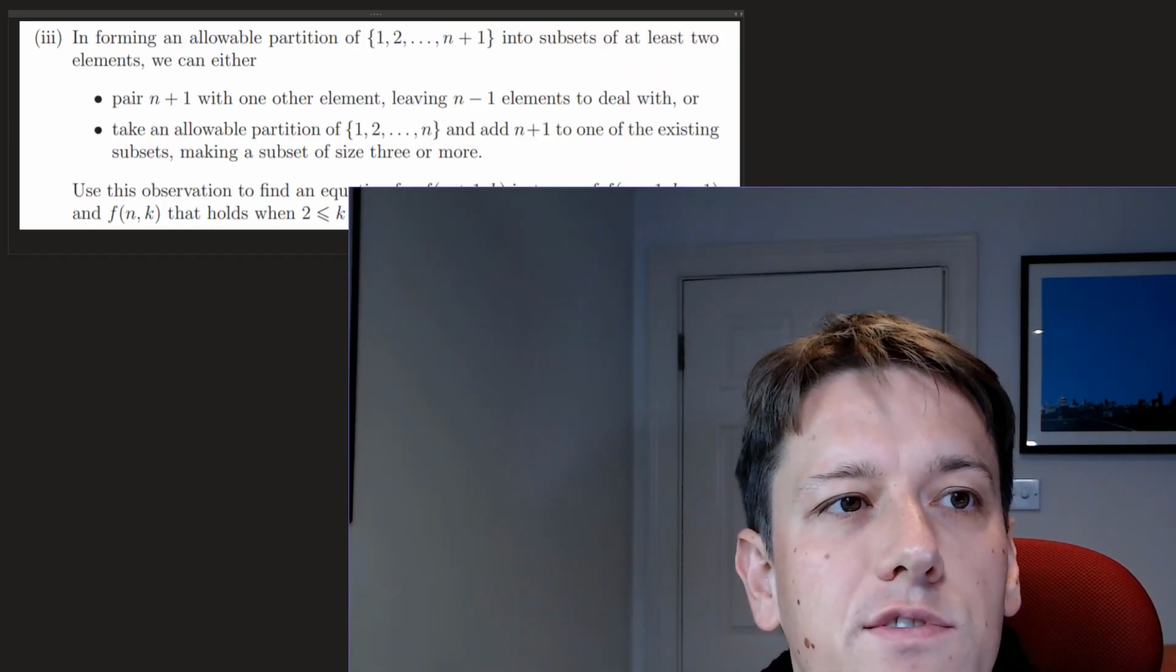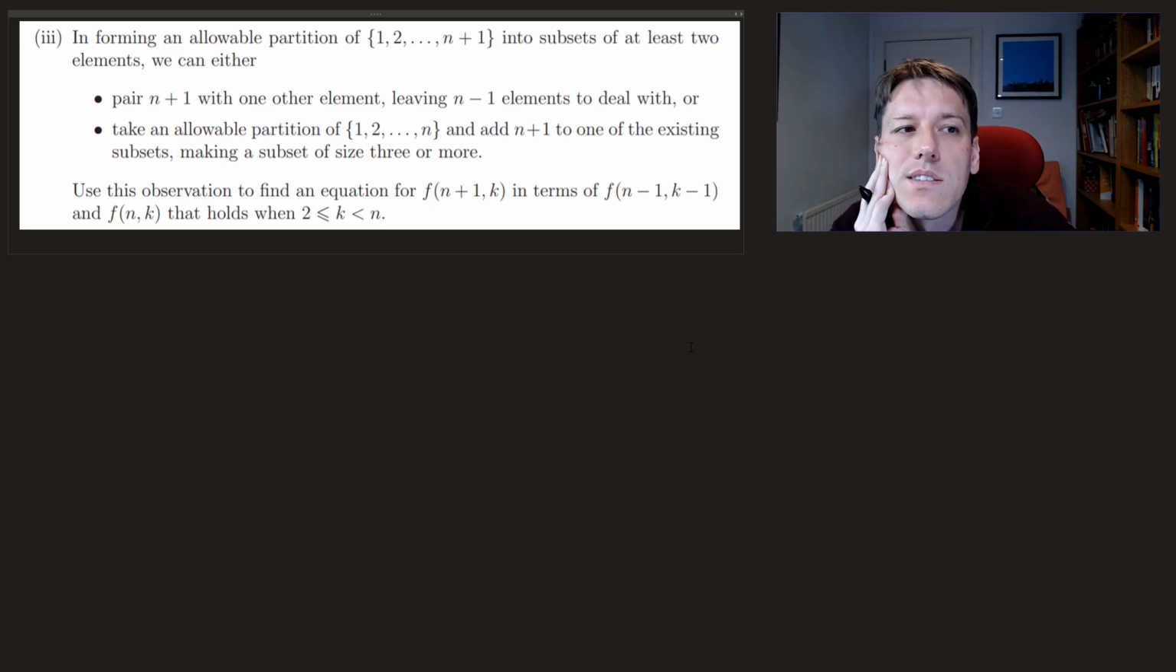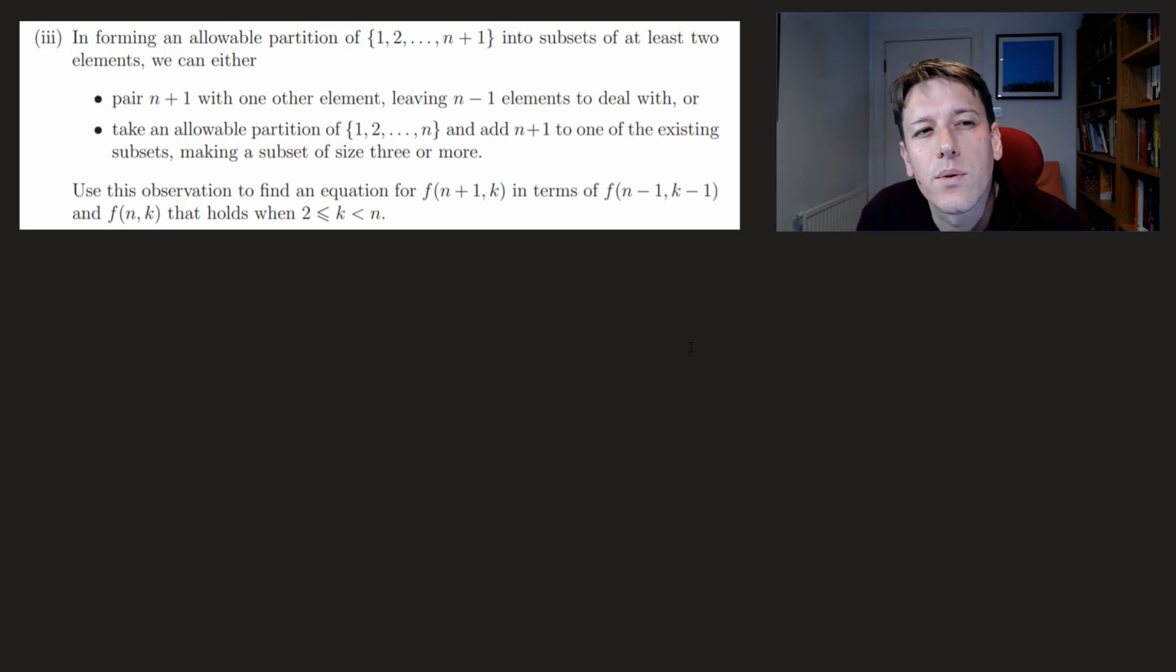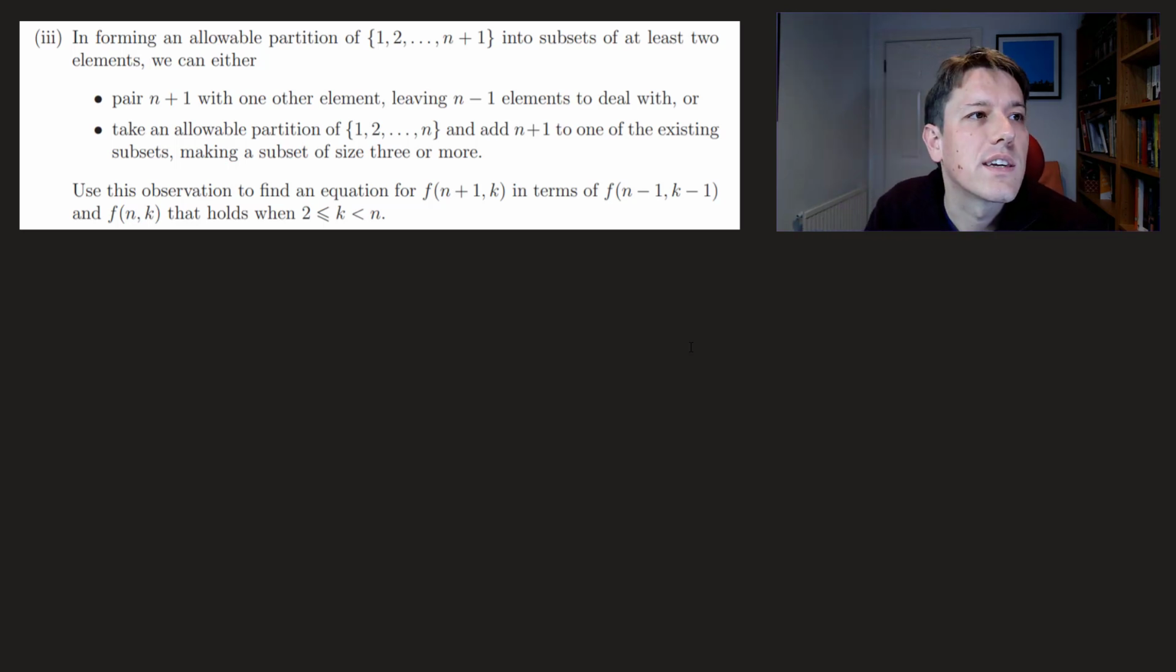Right, in part 3 it says in forming an allowable partition of 1 up to n plus 1 into subsets of at least 2 elements, we can either pair n plus 1 with one other element, leaving n minus 1 elements to deal with, or take an allowable partition of 1 up to n and add n plus 1 to one of the existing subsets, making a subset of size 3 or more, and we want to use this observation to find an equation for f of n plus 1 and k in terms of f of n minus 1 and k minus 1, and f of n and k that holds where k is greater than or equal to 2 and n is greater than k.